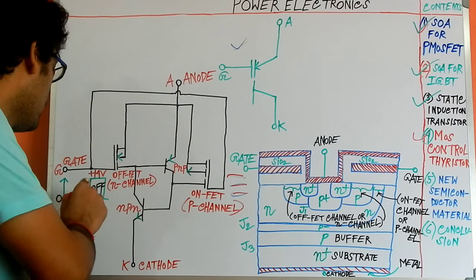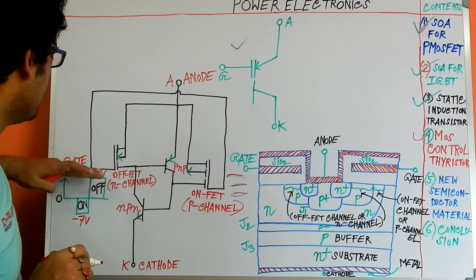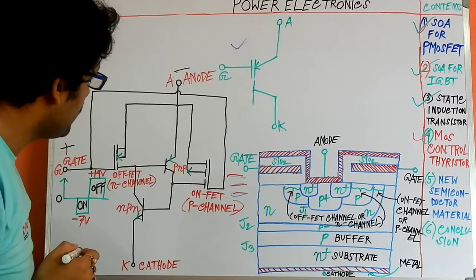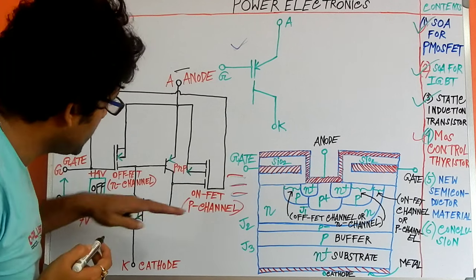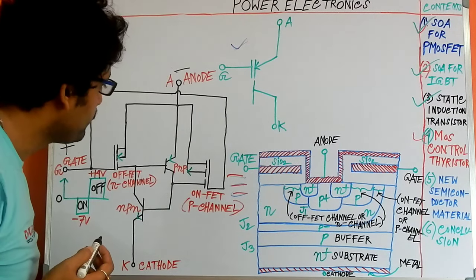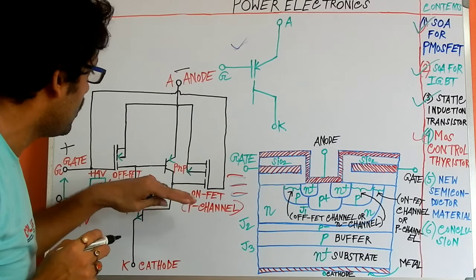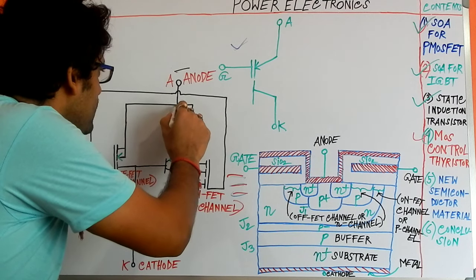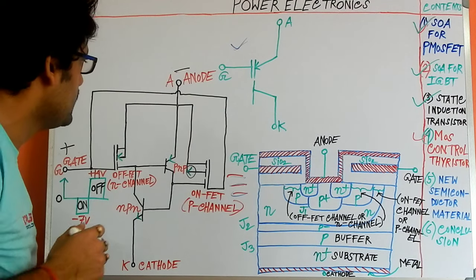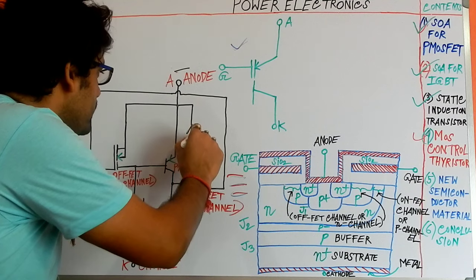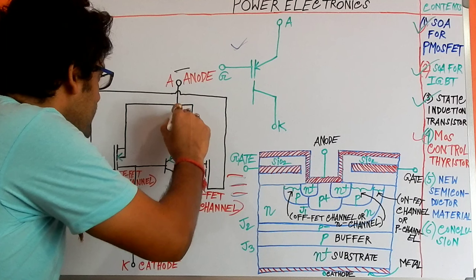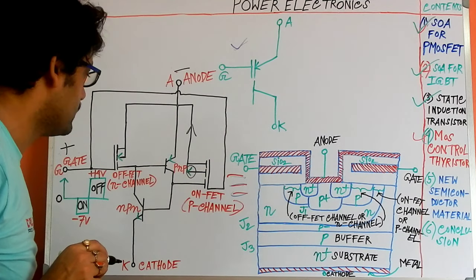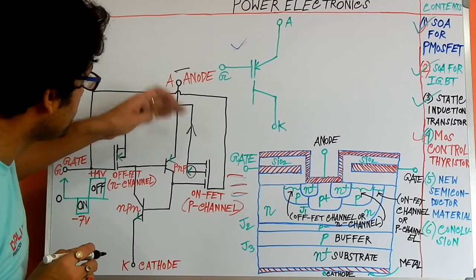You could see that minus 7 volt is applied to the gate terminal, so this one is minus and this one is plus because of the negative polarity, which actually turns on our P channel FET. So this P channel FET is turned on, and because of this, you could see by the green signal that the current flows, and here the short circuited path carries the current. Because of this short circuited path, the current flows in, which actually turns on the PNP transistor.